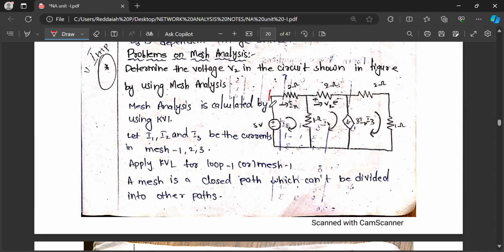Now, problems on mesh analysis. It is very important. You will get a 10 marks question from this. Determine the voltage V2 in the circuit. V2 we have to calculate for the circuit shown below by using mesh analysis. Mesh analysis means we have to apply KVL. By applying KVL for this loop, this loop, and this loop, we can calculate V2.